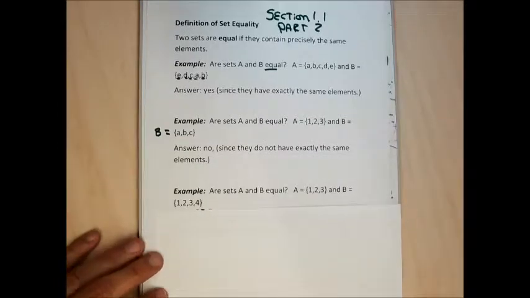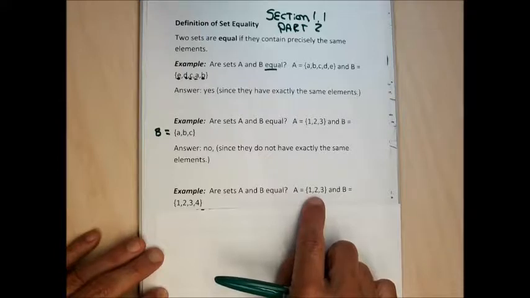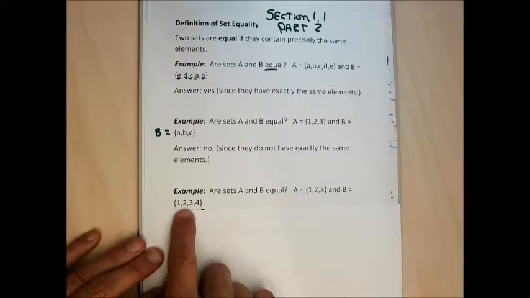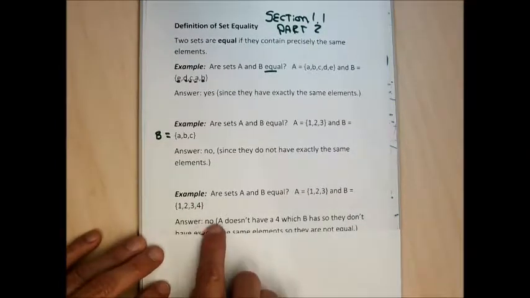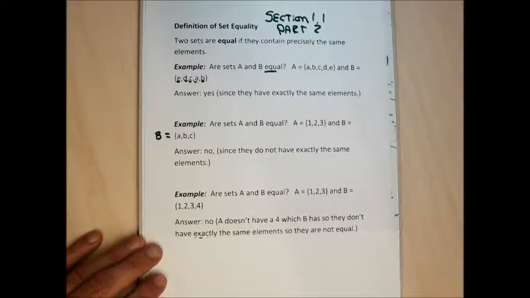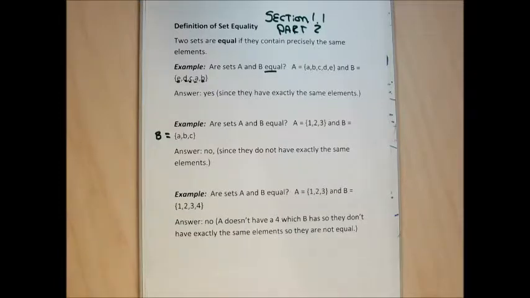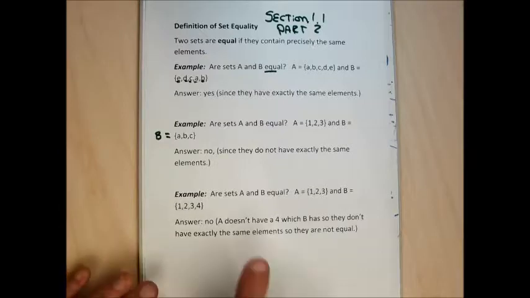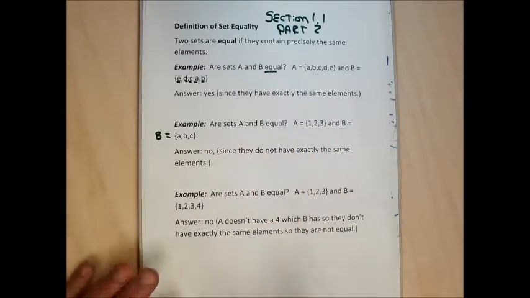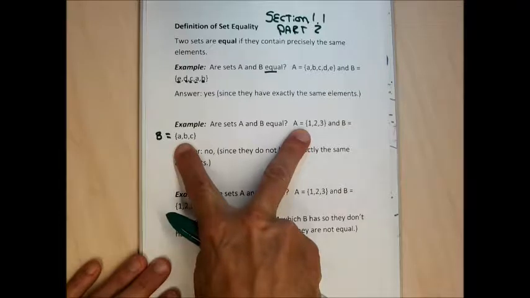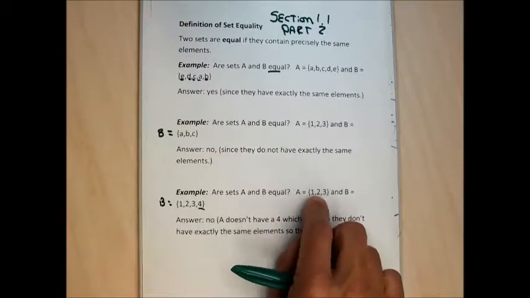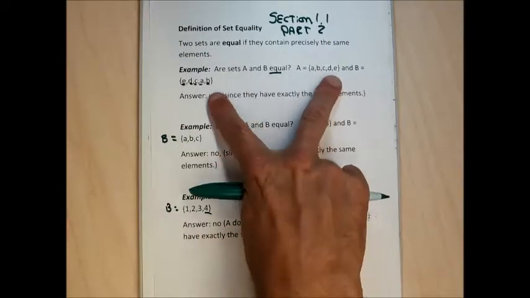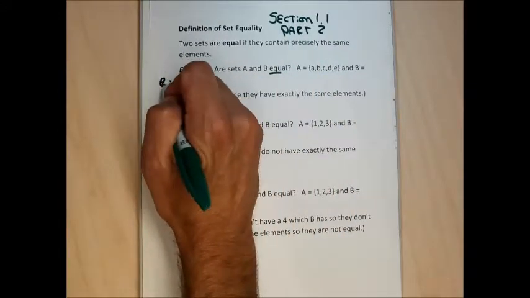Example: are sets A and B equal, where A is the set containing the numbers 1, 2, and 3, and B is the set containing 1, 2, 3, and 4? A has 3 elements, B has 4 elements. They can't be equal. So the answer is no, because A doesn't have a 4, which B does, so they're not equal. To be equal, you have exactly 100% the same elements. If there's any difference between the two sets, then they're not equal. Here, they're completely unlike each other, so they're not equal. And here, B has that extra 4 that A doesn't have, so they're not equal. To be equal, you need exactly the same elements, not necessarily written in exactly the same order.